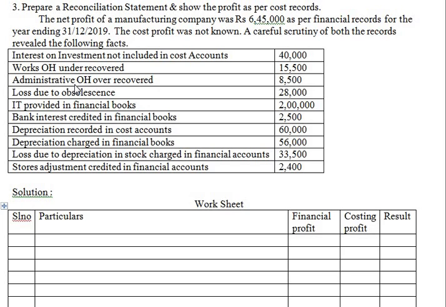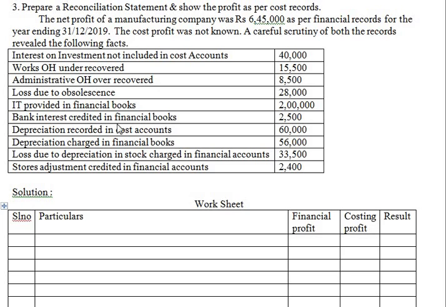So take it down. Prepare a reconciliation statement and show the profit as per cost records. The net profit of a manufacturing company was rupees 6,45,000 as per financial records of the year ending 31st December 2019. The cost profit was not known. A careful scrutiny of both the records revealed the following facts.